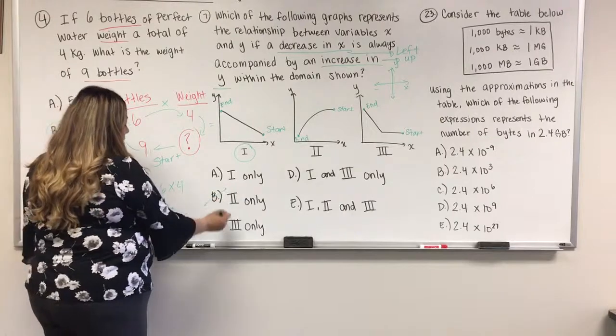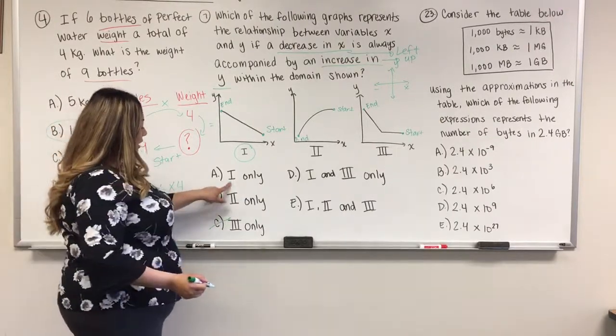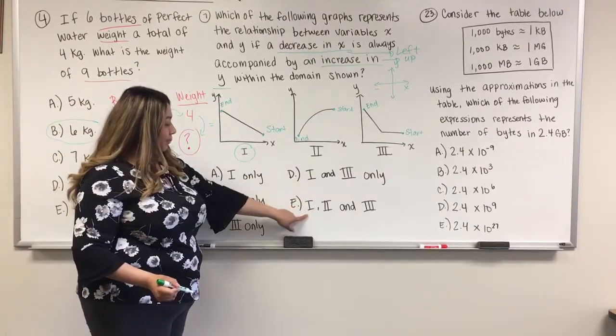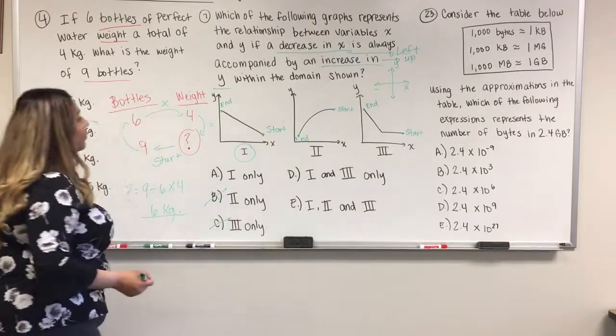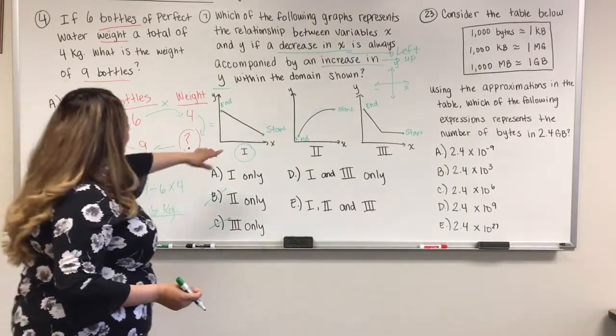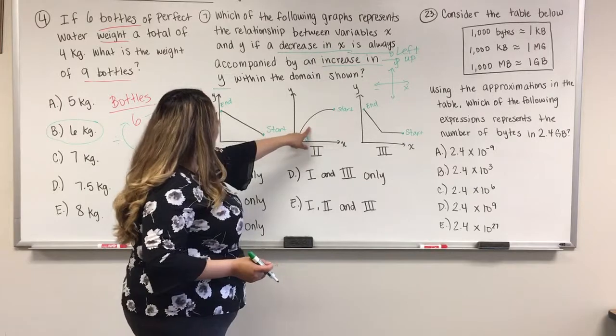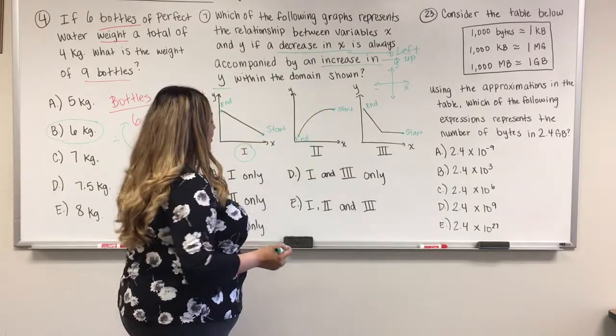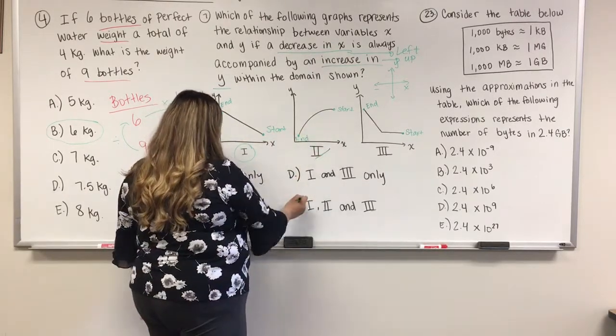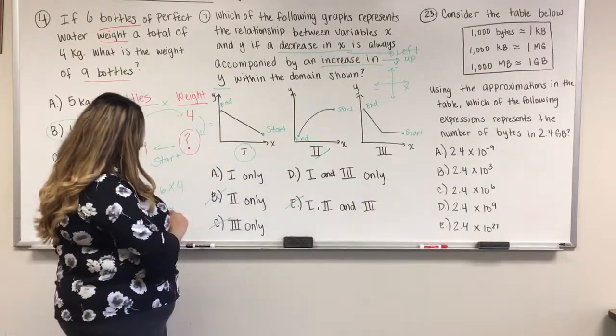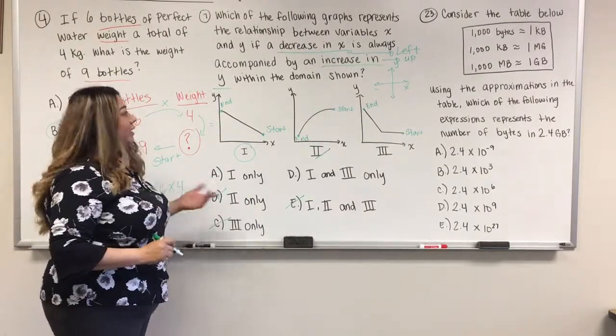Therefore, B could be out and C could be out because this one has the 1, 1, and 1. For the second one, it says it's curving, but we don't want it to curve. We want it to be a straight line. So that one is out. Therefore, E is out. Now we have a 50-50 chance of getting it right.